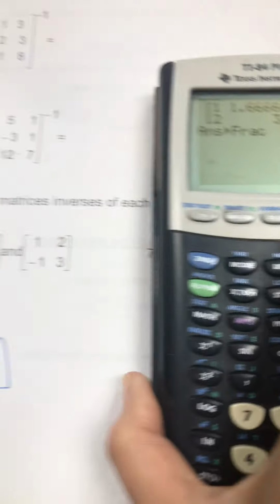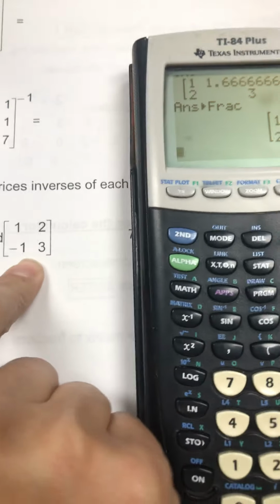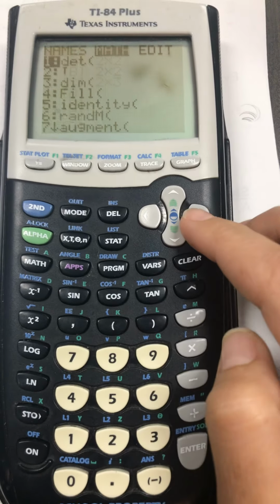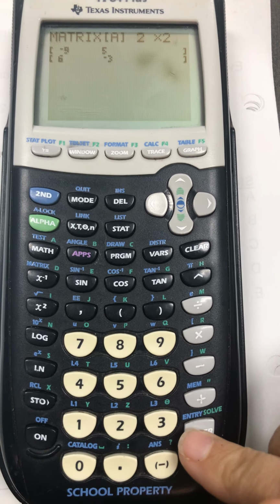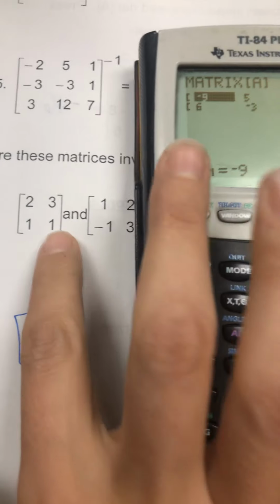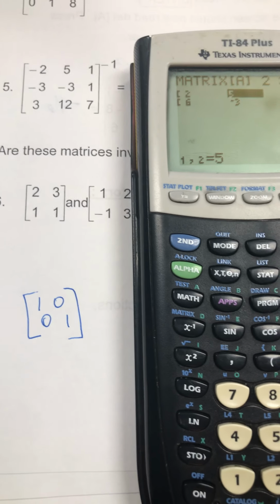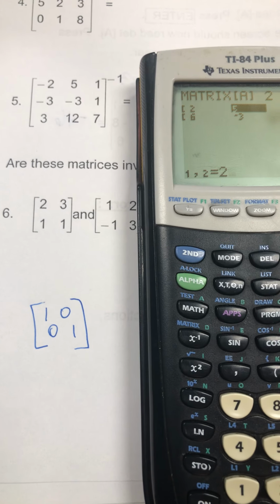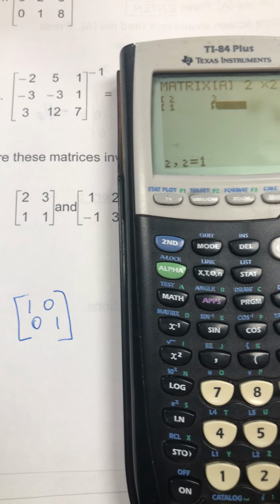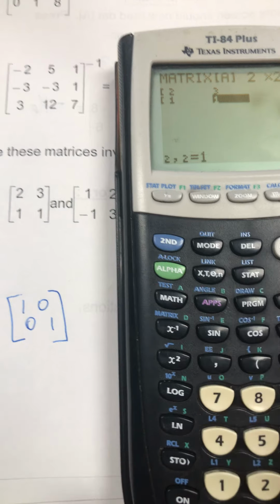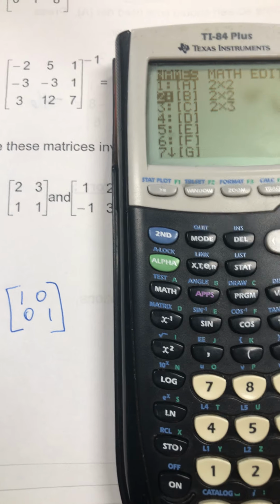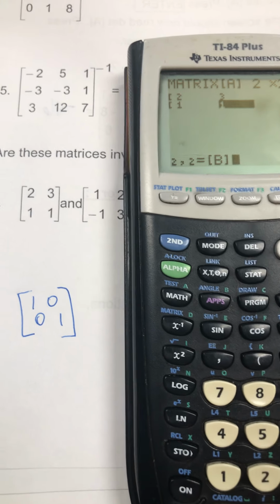So I'm going to just type these in my calculator. I'm going to put this as A, and I'm going to put this as B so that I can multiply them by each other. So I'm going to go back to second matrix, and I'm going to go over to edit, and I'm going to type in A, which is a 2 by 2, and I'm going to put in the 2, 3, 1, 1. So 2, enter, or no, sorry, 3, enter, 1, enter, 1, enter. Okay, so 2, 3, 1, 1. So we're good. So now we're going to go back to second matrix. I'm going to go down to B, matrix B, and I'm going to go edit it.